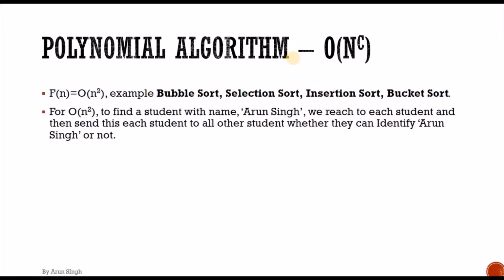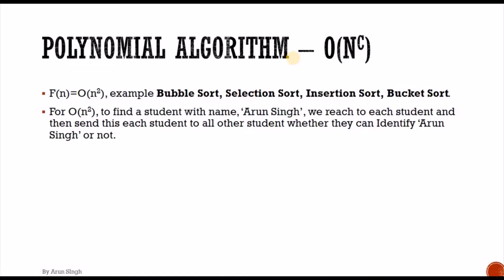What does it mean? To find a student with the name Arun Singh, we reach each student and then send each student to all other students to check whether they can identify Arun Singh or not. I again repeat, here the teacher is not going to each student. I am asking the first student, you go to the other n-1 students. Then I'm asking the second student, now you go to the other n-2 students. I'm asking the third student, now you go to the other n-3 students. That means each student is talking to the other students of the class.